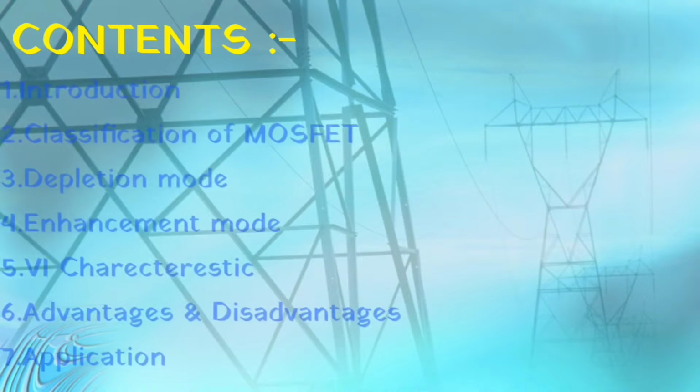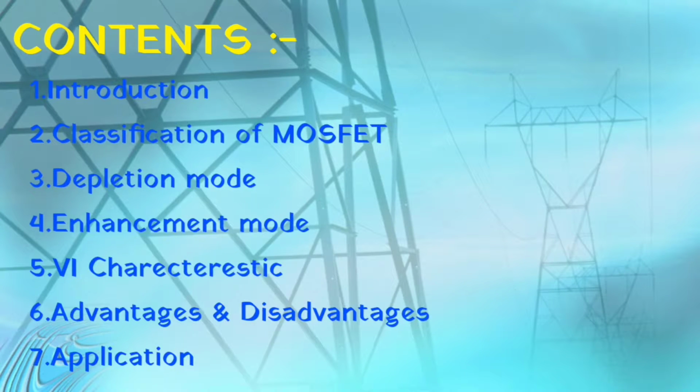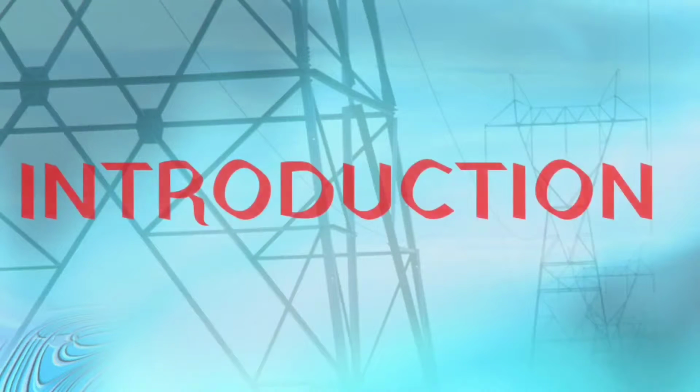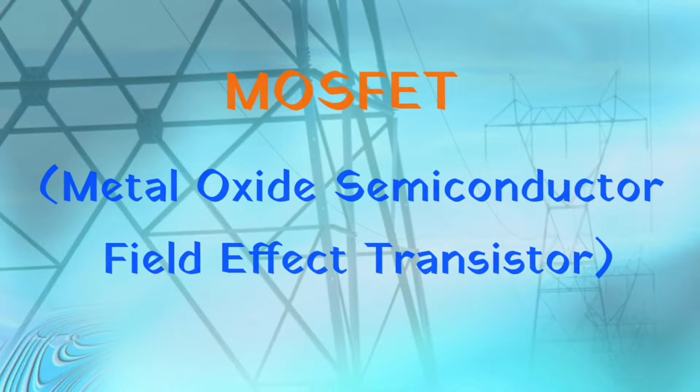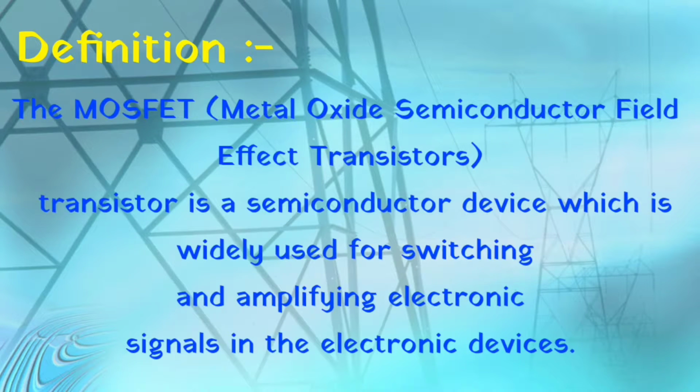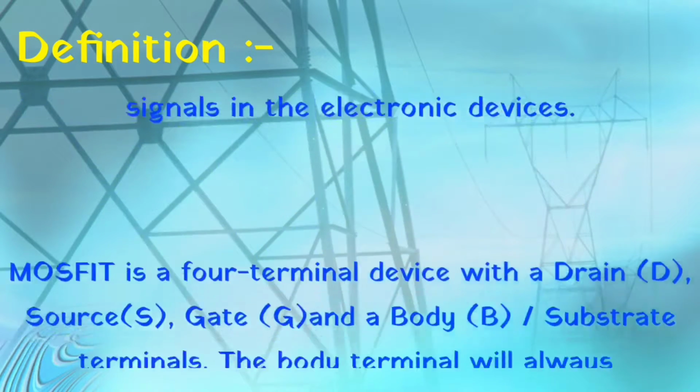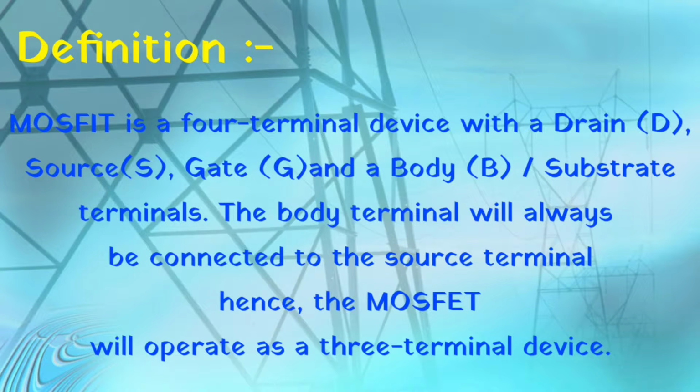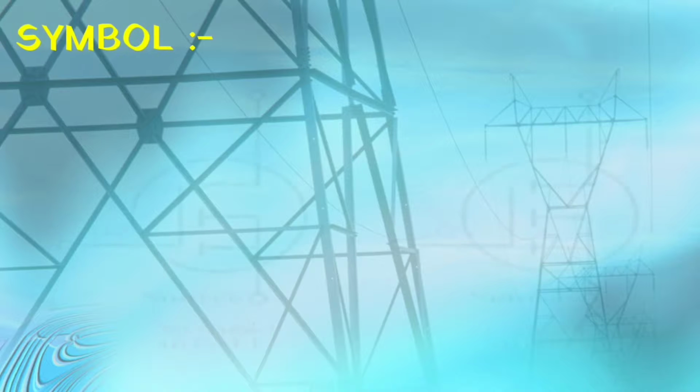Here are the contents. So guys, first of all we will see the introduction about MOSFET. MOSFET is the abbreviation for metal oxide semiconductor field effect transistor. Now we will see the definition of the MOSFET. So MOSFET is a semiconductor device which can be used for switching and amplifying the electronic signals. And here are the two symbols of the MOSFET.